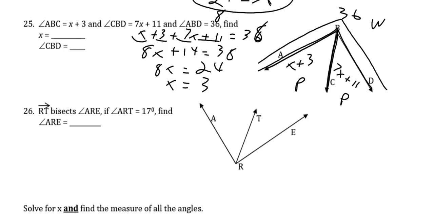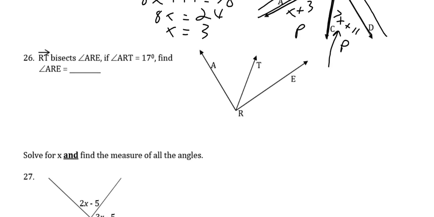Well, this is just not cooperating, is it? 3. Okay, now find CBD. Well, where is CBD? That's this right here. So I'm going to do 7 times 3, which is 21, plus 11, which is 32 degrees.